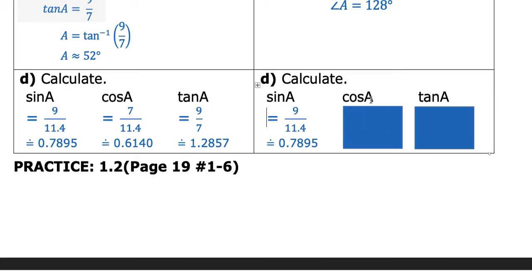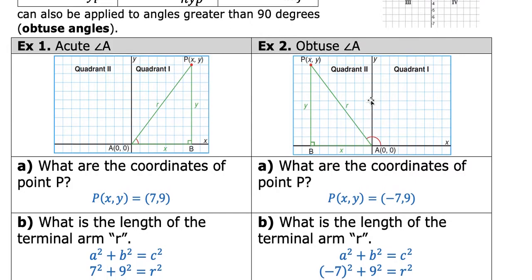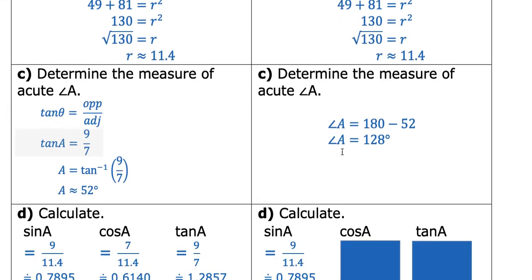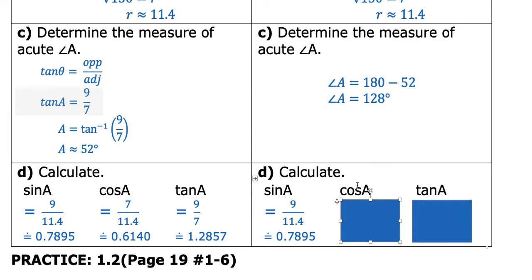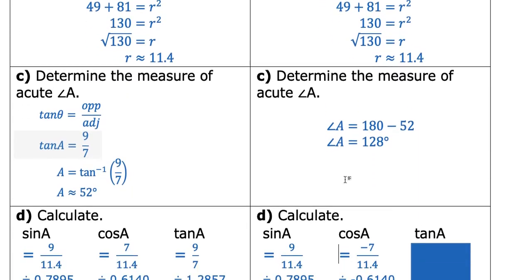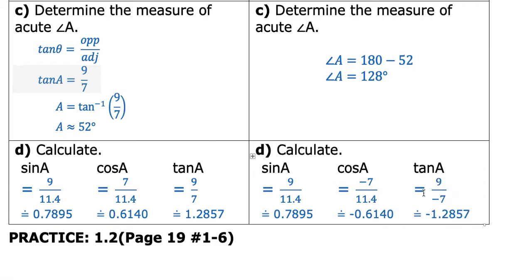Next, cos of A, the adjacent over hypotenuse, this is to the left on the x-axis. So this is a negative 7. And over the hypotenuse 11.4, that ends up being a negative value for cos. And then lastly, tan of A is equal to opposite over adjacent. The opposite is y, the adjacent is x. Notice that y is positive and x is negative. So the result, when you divide, is a negative value.